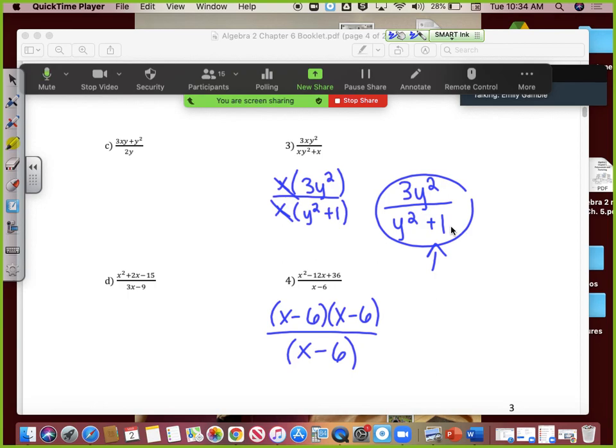So what's funny about that is, you can cancel this x minus 6 with this x minus 6, because technically it is like 1 times x minus 6. And then when one of them cancels with the other, you're left with just x minus 6 as your final answer.